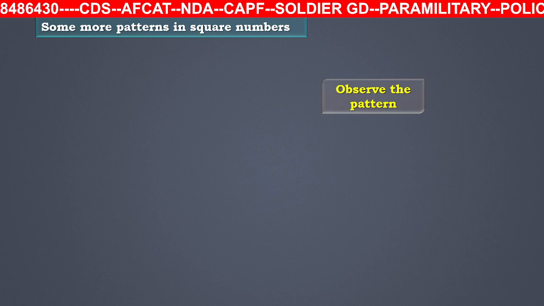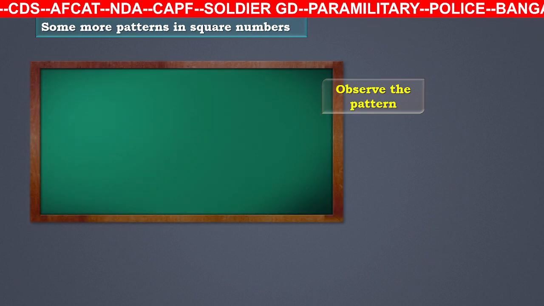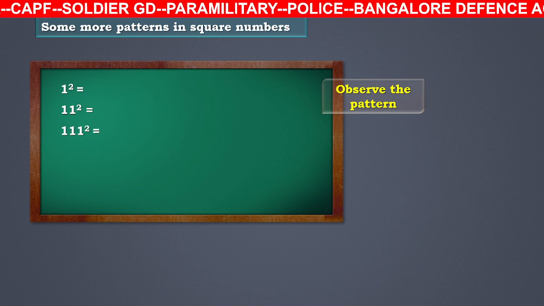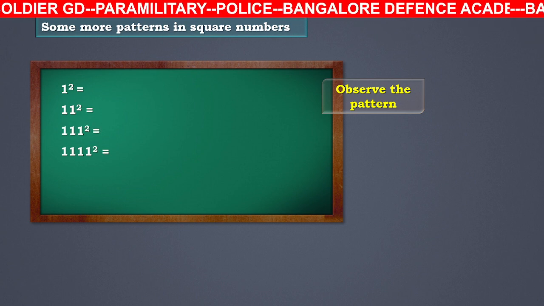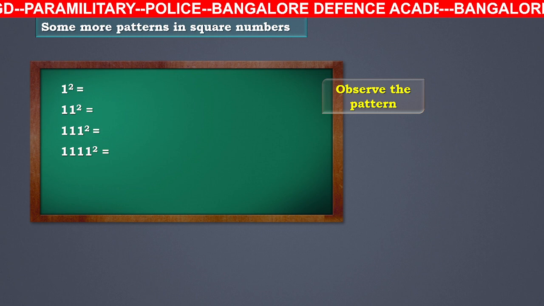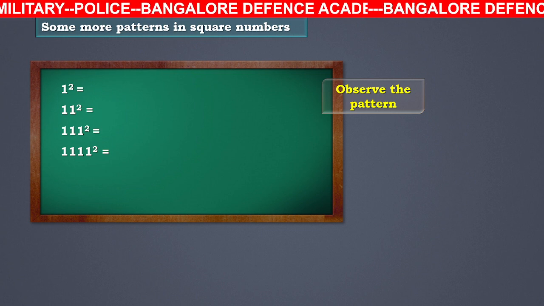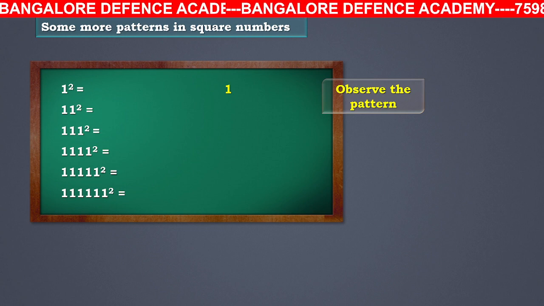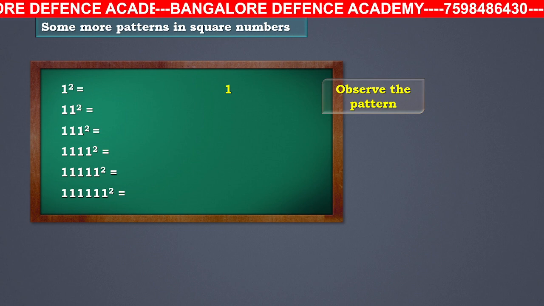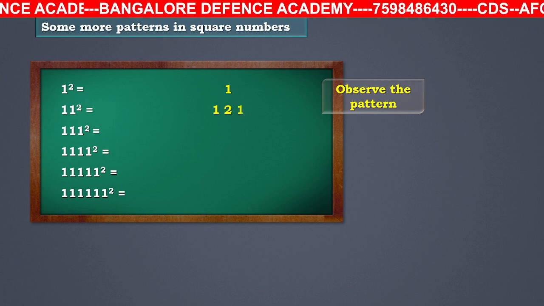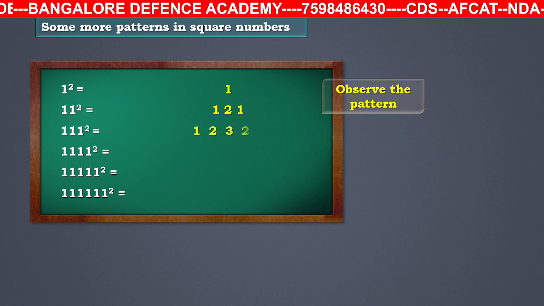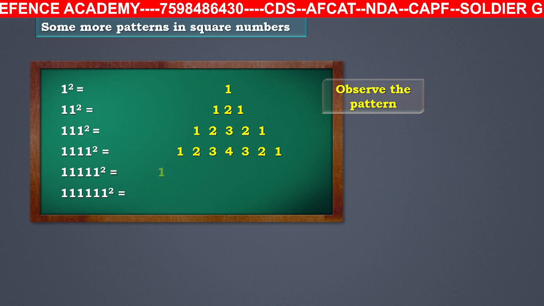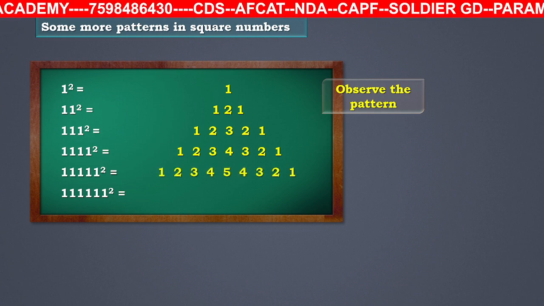Some more patterns in the square numbers. Now let us try to observe some pattern. For example, you have 1 square, you have 11 square, you have 111 square, then you have 1111 square. You just count how many 1s you have, and just see on the right hand side what happens. Now here 1 square answer is 1, 11 square is 121, then you have 12321, then you have 1234321, 123454321.